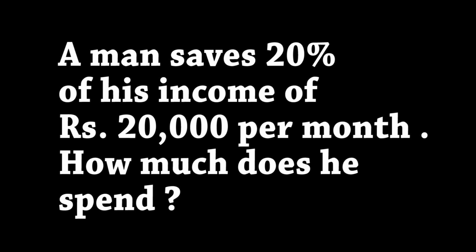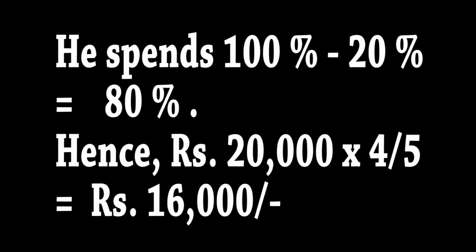Next question. The man saves 20% of his income of rupees 20,000 per month. How much does he spend? Solution. He spends 100% minus 20%, which is equal to 80%. Hence, rupees 20,000 multiplied by 4 upon 5 equals rupees 16,000.